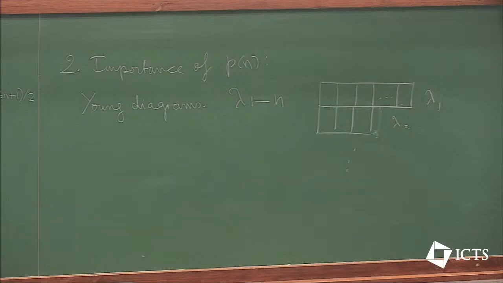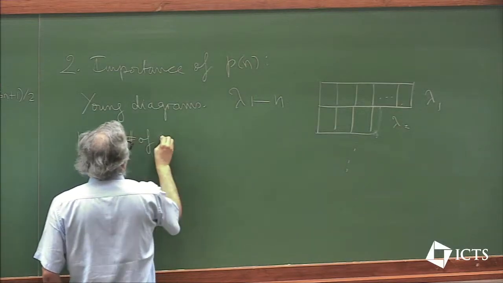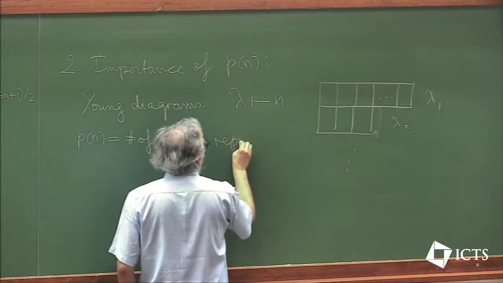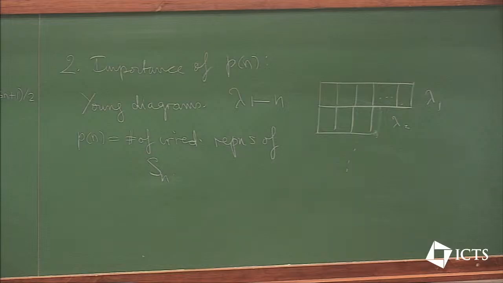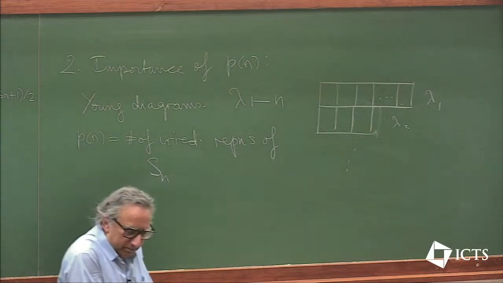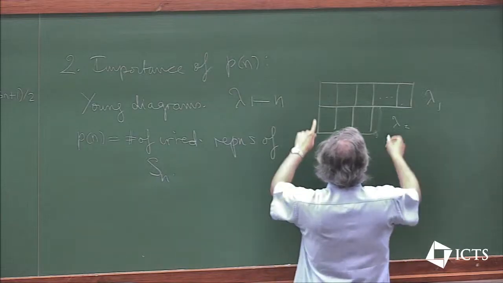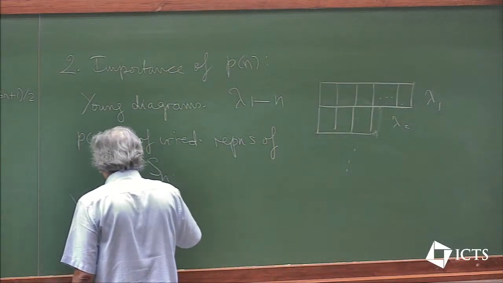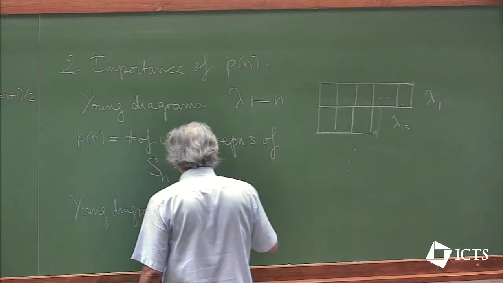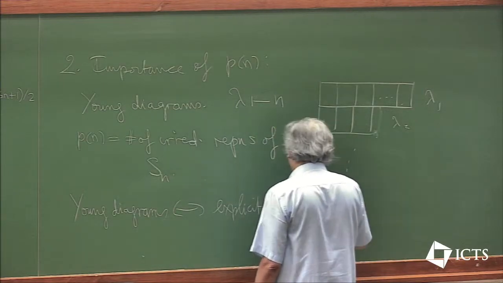partition function. And the interesting thing is the partition function is the number of irreducible representations of the symmetric group Sn. And not only is it the number of irreducible representations of Sn, it then stands to reason that given a partition, can I construct explicitly the irreducible representation? And the idea is that using this Young diagram, you can give an explicit construction of the irreducible representations.